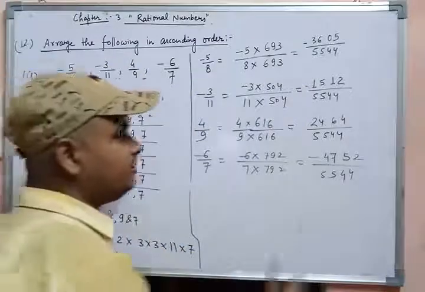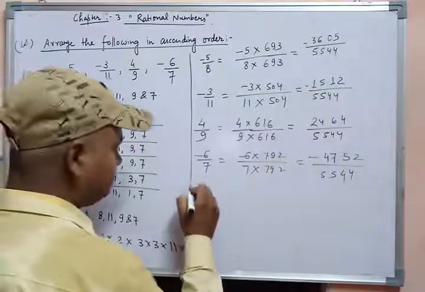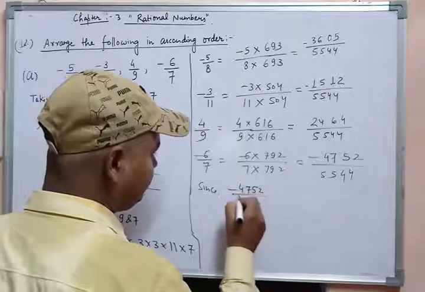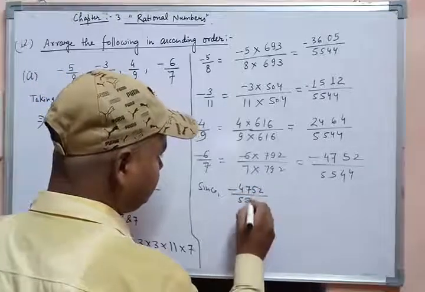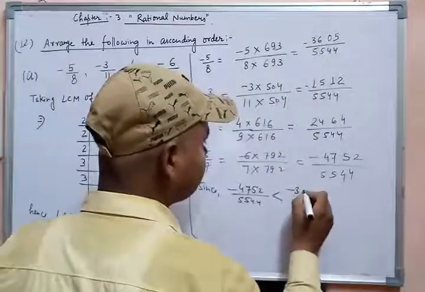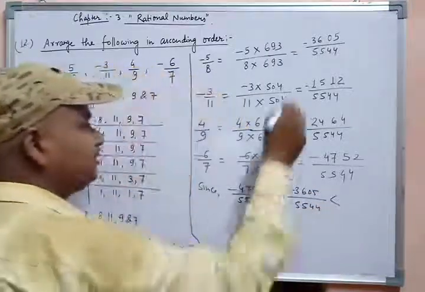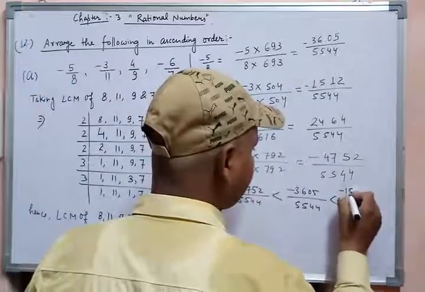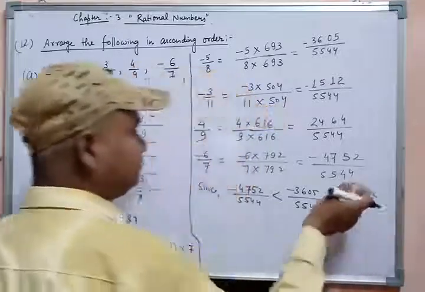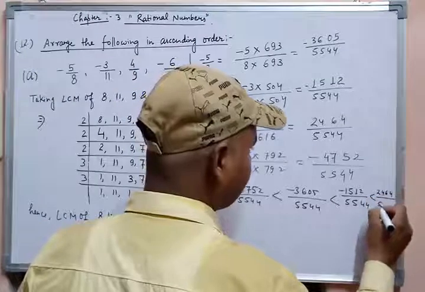minus 4752 is smaller compared to every rational number. So we can write here, since minus 4752 upon 5544 is smaller than this number, minus 3605 upon 5544, and it is smaller than minus 1512 upon 5544, and this number is also smaller than this number, 2464 upon 5544.